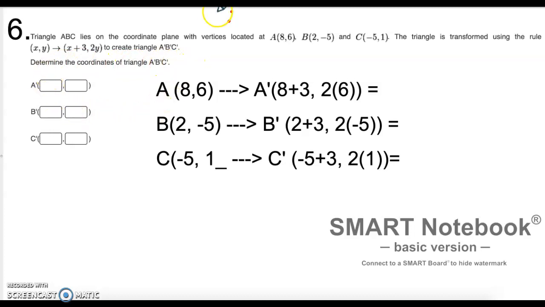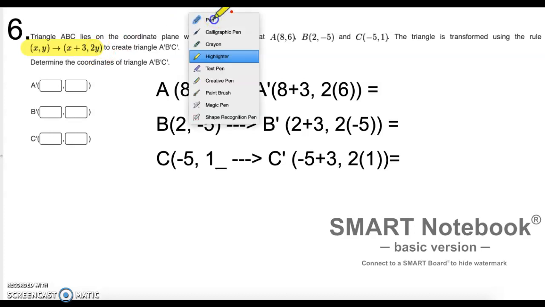So here, our rule is telling us exactly what we need to do. Where it says (x, y) is transformed into (x + 3, 2y), that rule tells us we're going to take our x coordinate, and to find our new x value, the x value in our prime coordinate, we're going to take our original x coordinate and add 3 to it, because it says x plus 3. Then, to find our y prime values, we're going to take our y coordinates and multiply them by 2.